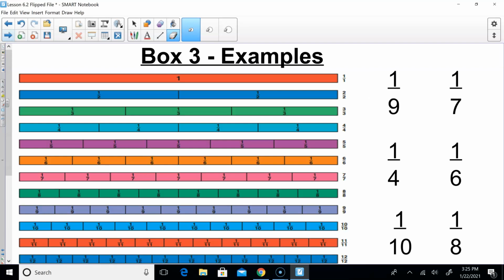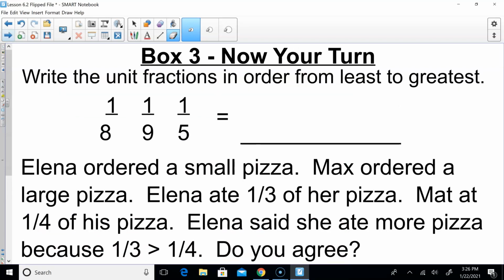And we have some comparison problems. You're comparing 1/9 to 1/7, 1/4 to 1/6, and 1/10 to 1/8. So do those right now. And we want you to write these from least to greatest: 1/8, 1/9, and 1/5.